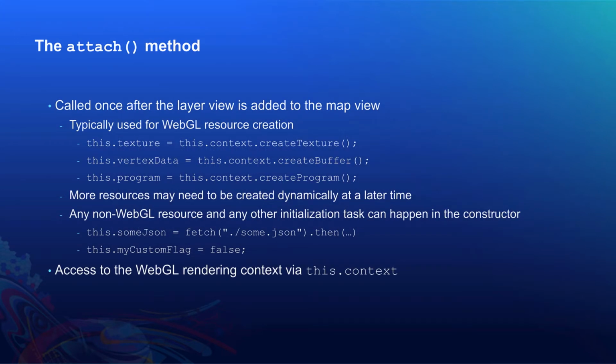The attach method acts as a constructor and has access to the map view's WebGL context through the this.context property. It is typically used for WebGL resource creation. Not all resources are necessarily created in the attach method. Other resources can be created and destroyed dynamically in the render method as needed. On the other hand, creation of non-WebGL resources can be done in the actual constructor.